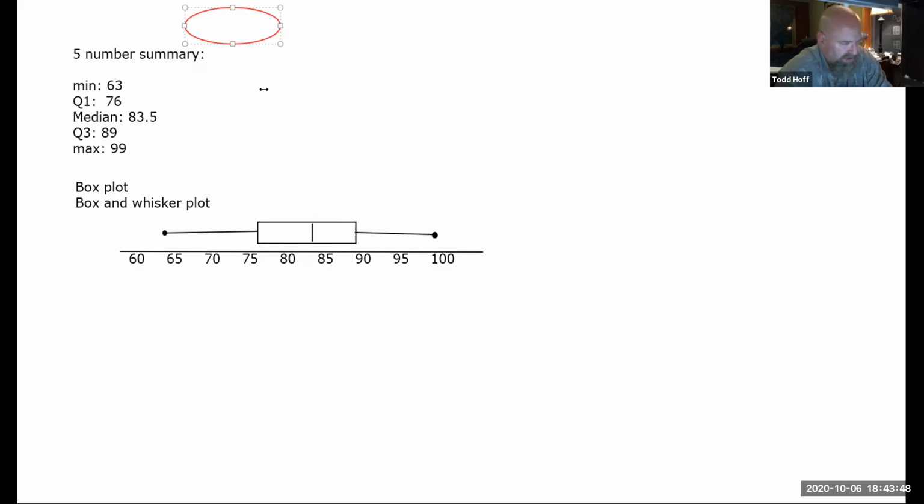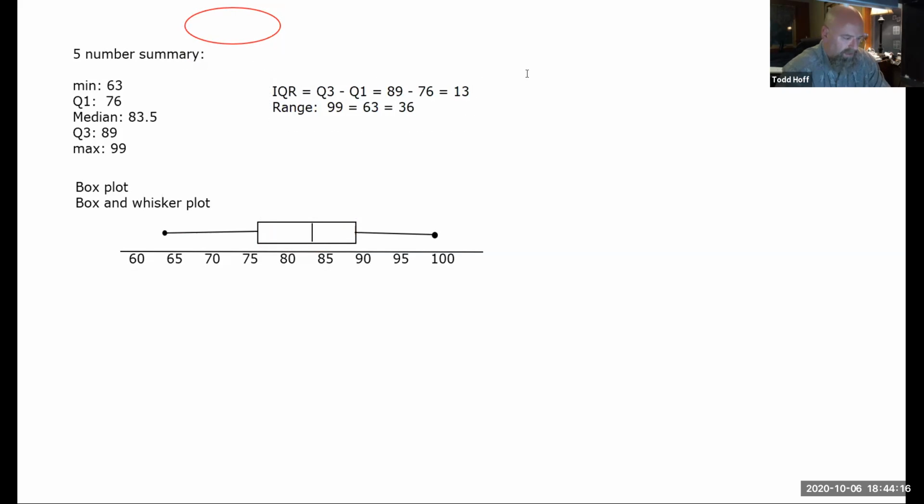So one of our measures of variability we talked about was the interquartile range, the IQR. And that is found by taking the third quartile minus the first quartile. So here that would be 89 minus 76, which is 13. Well, if we compare that to the overall range of this data, which is 99 minus 63, or 36, there's a lot of comparisons that can be made.